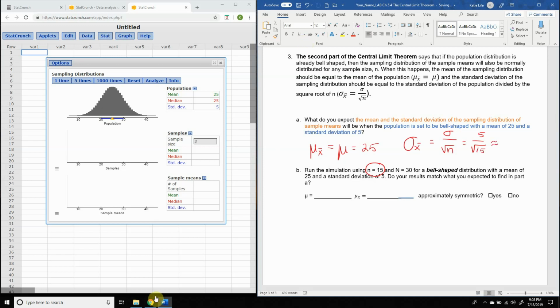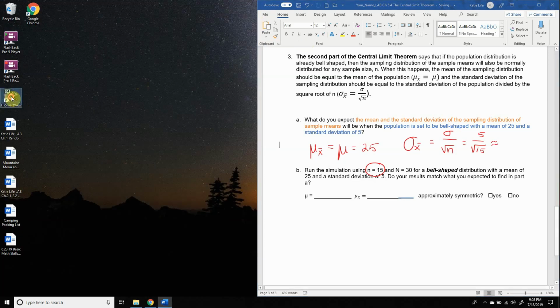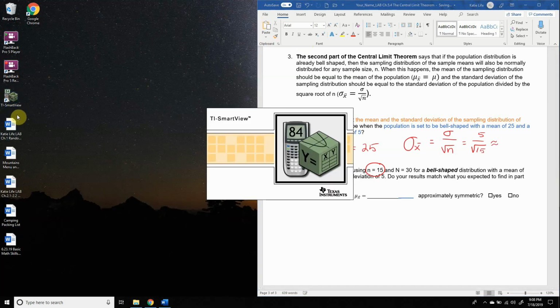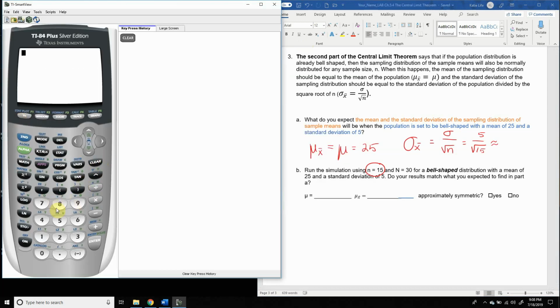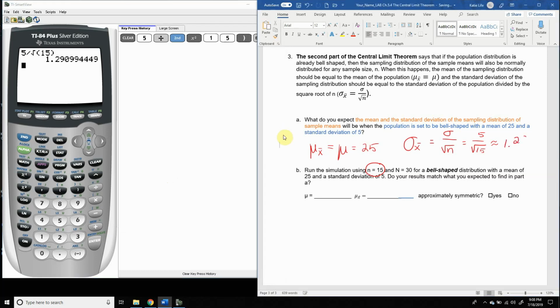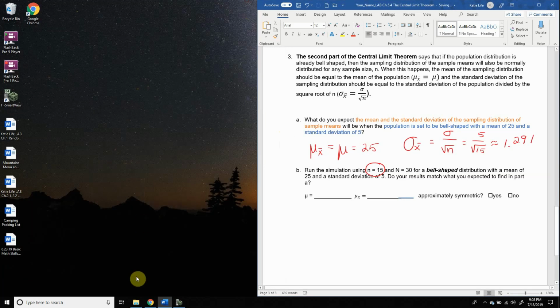then our sampling distribution of sample means standard deviation should be what? Let's do that on the calculator here. Let's see. 5 divided by the square root of 15 should be approximately 1.291 for rounding to the third decimal place there.